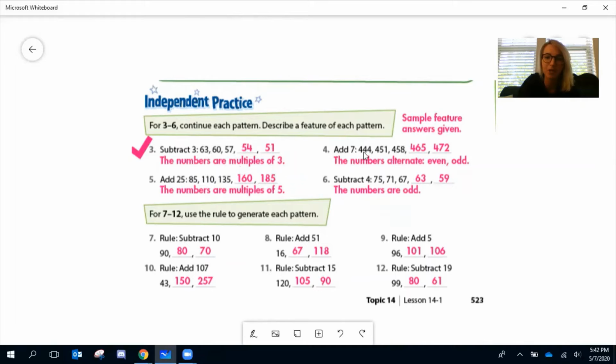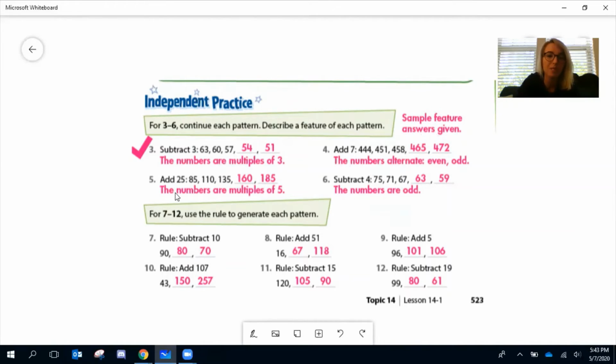Number 4 says add 7. So they have 444 plus 7 up to 451, up to 458. Then when we add another 7, we get 465, and then add another 7, and we get 472. So a feature for this pattern is that the numbers alternate, meaning they switch back and forth from even to odd. So we have even, odd, even, odd, even, and so on.